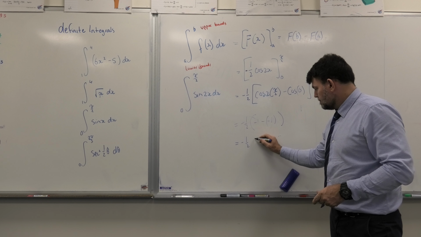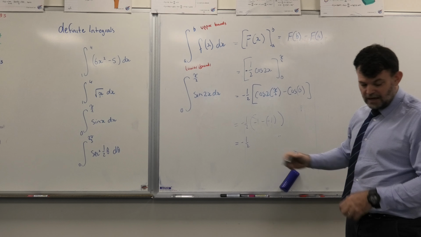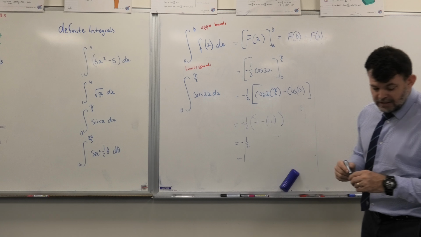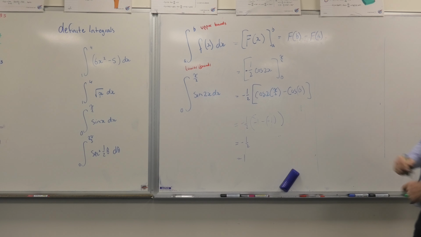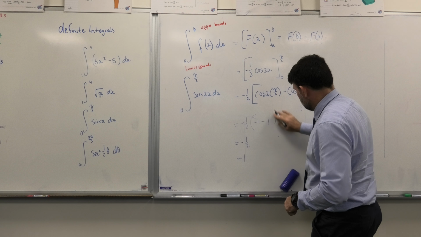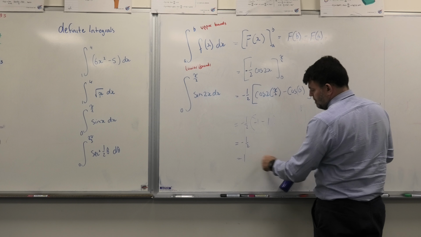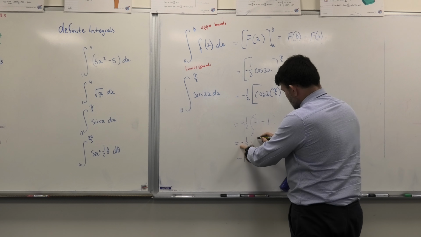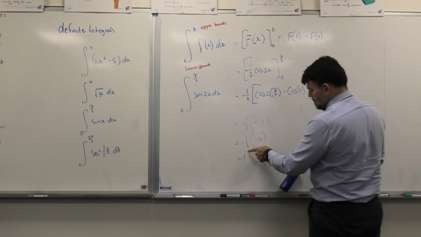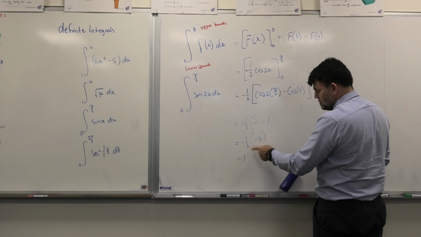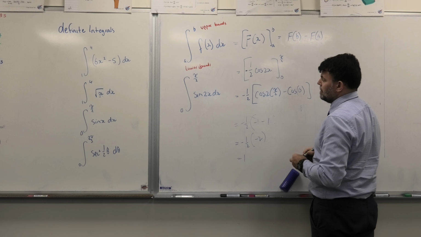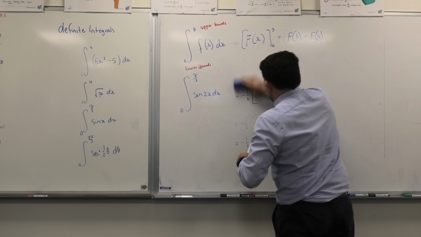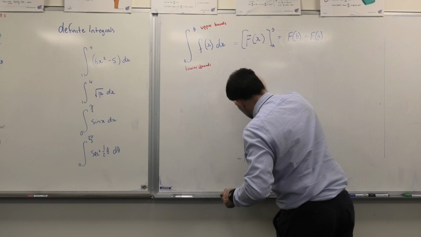So our final answer in this case is, because that was negative 2, negative half times negative 2 gives you 1. Alright, let's look at one last example, and then that will be it.